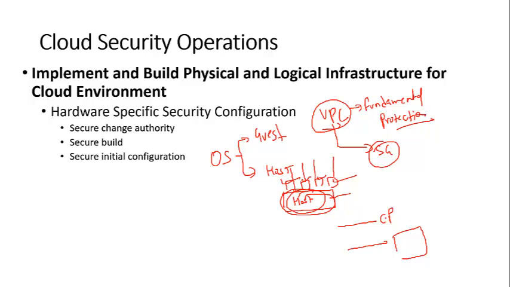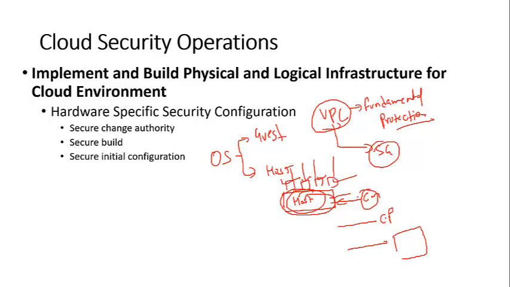Okay, how to secure the OS, how to secure the host. So we have a secure change authority. It means any kind of changes introduced at the host level need to go through a proper change management process. The ultimate goal of change management is to track accountability.